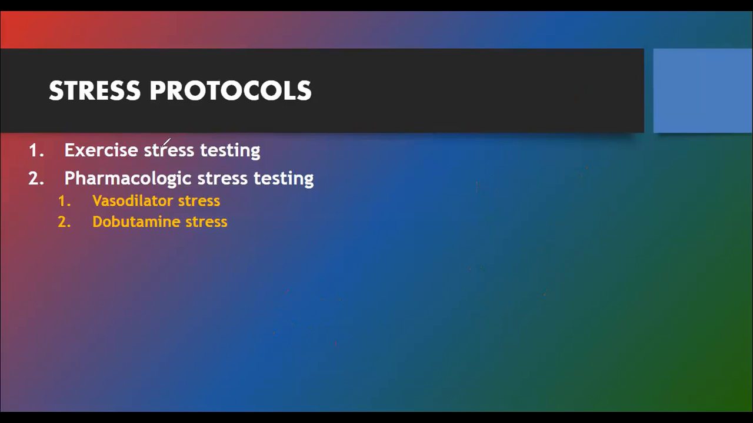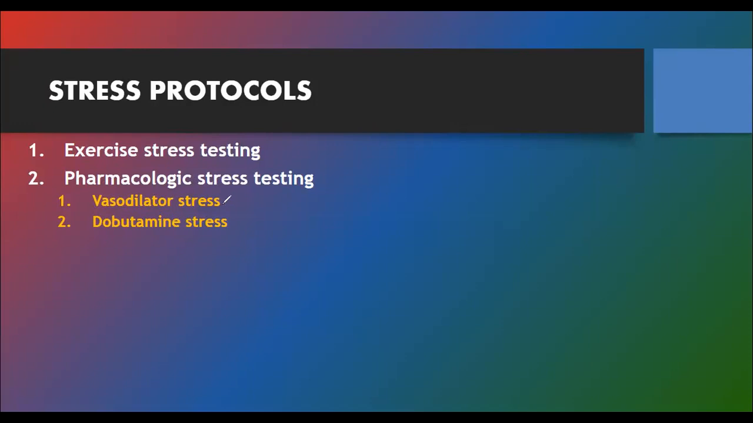If the patient is not able to exercise because of some joint issues, or fatigues easily, and we suspect that the amount of exercise the patient will do is not going to achieve our target heart rate, in that case we do a pharmacological stress testing. In the pharmacological stress testing, as the name indicates, we use drugs. We have two categories. One is vasodilator stress testing, and another is dobutamine stress testing.